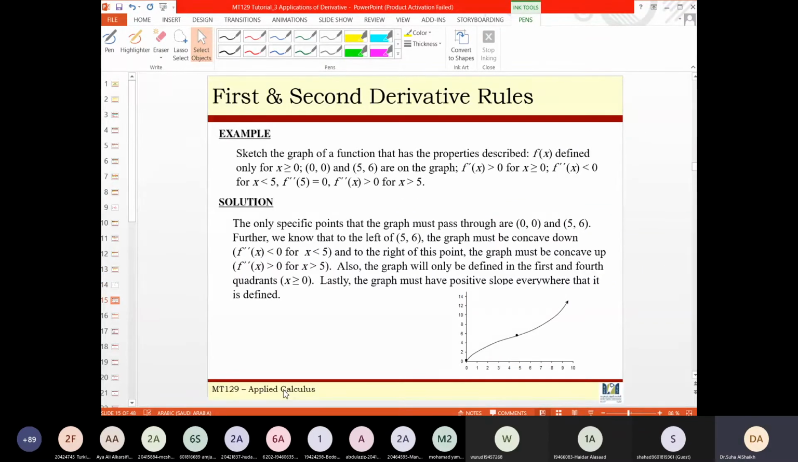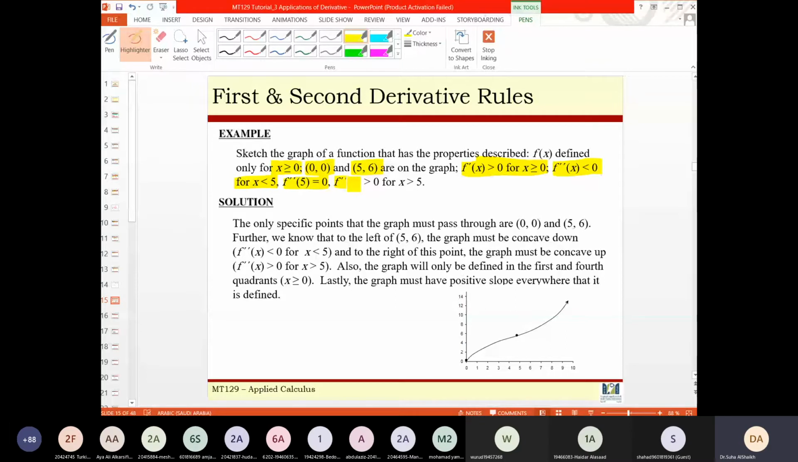So this is one example. They are giving me some properties, asking me to sketch the graph. Sketch the graph of the function that has the following properties. First, f is defined only for x greater than or equal to 0, meaning for the positive part of x it's defined. The points (0, 0) and (5, 6) are 2 points that are on the graph. The f dash is positive for all x positive. And the f double dash now is negative for x less than 5, f double dash at 5 is 0, and f double dash is positive for x greater than 5.